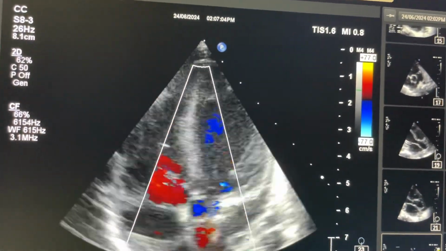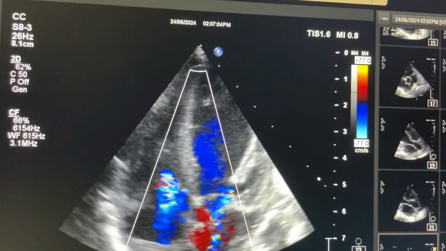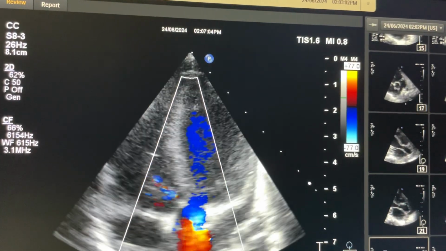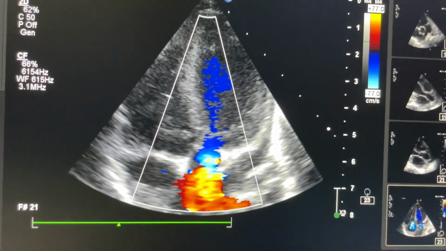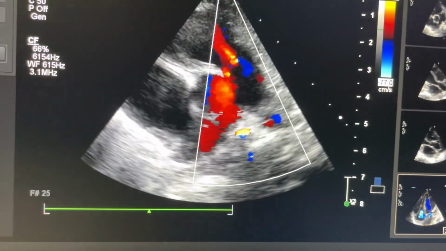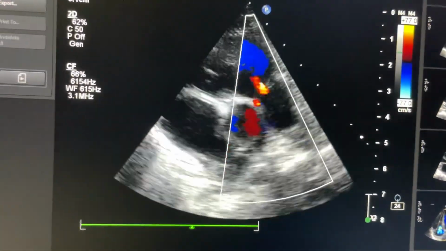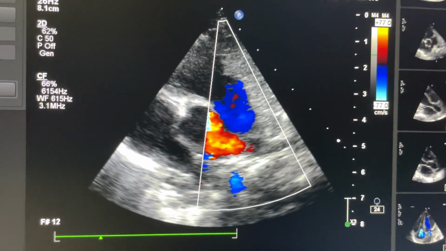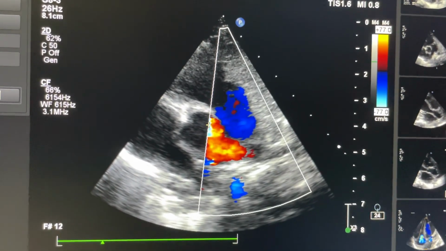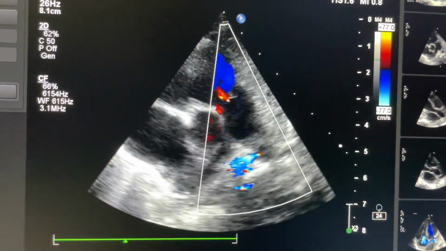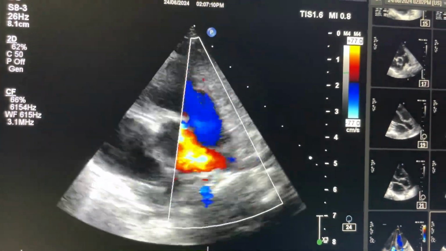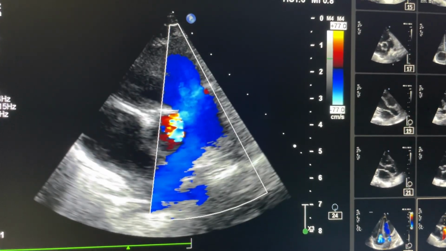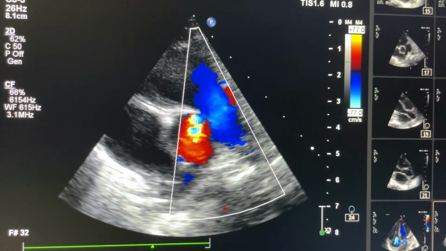You can see this is moderate MR, moderate TR, and you can see the turbulent flow across the aorta, across the aortic valve. You see the most turbulent flow here. This is the aorta. The whole portion of the aorta is not getting the flow. Only this portion is getting the blood. This portion is the most stenotic part.